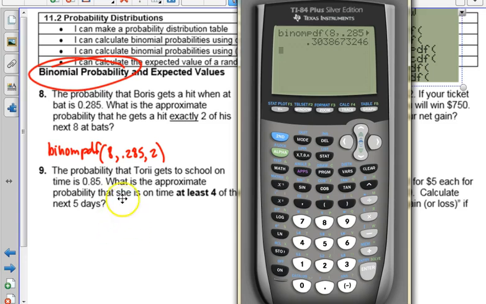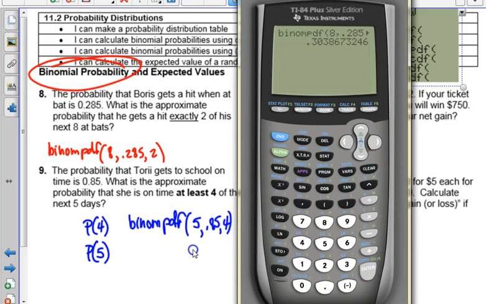What is the chance if the probability she arrives on time is 0.85? What is the probability she's on time at least for the next 5 days? At least means it works if she's there 4 days, and it's true if she's there 5 days on time, right? So we're going to do binom PDF 5 tries, 0.85, 4 days, and then 5 tries, 0.85, 5 days, and then add those two probabilities together.